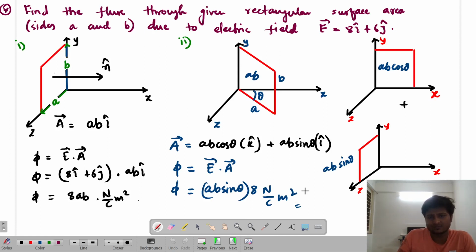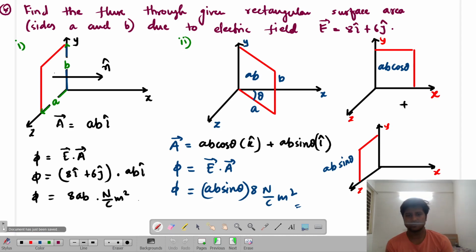Totally. You have to always think about the area as a vector quantity and take its component, then write in terms of the normal vector. If you can write in terms of the normal vector, you can directly find the flux in a very easy way. Like here, the area vector can be written as AB cos theta k cap, because for this the normal is along the positive z axis, isn't it? For this the normal is along the plus x axis, so that's why I can write it like that.